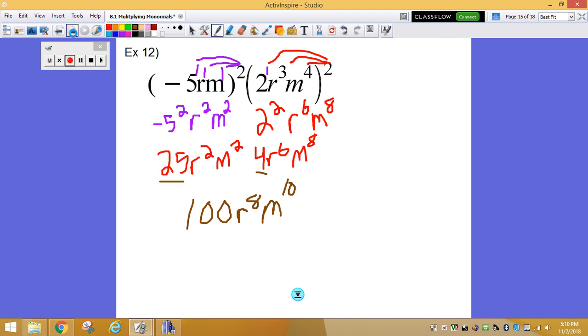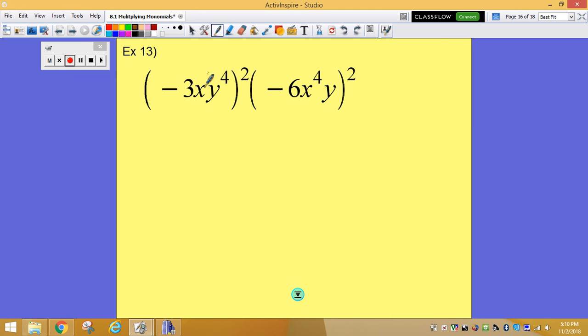Let's do another kind of hard one like that. Why don't you guys pause this and try and do it, and then we'll check your answer. So first thing you should have done is put ones on everything. I'm going to do this 2 to 2 to 2. So I'm going to get negative 3 to the second. 1 times 2 is 2. X to the second. 1 times 2 is 2. And y to the 8. 4 times 2 is 8.